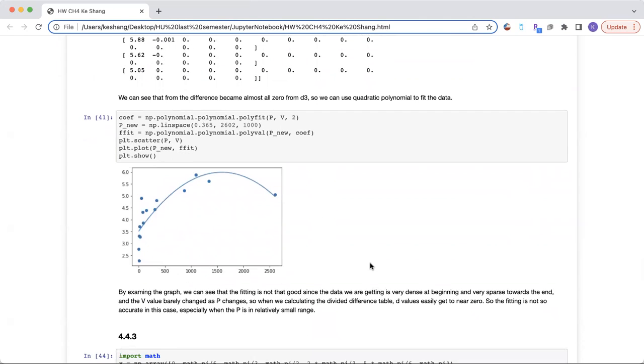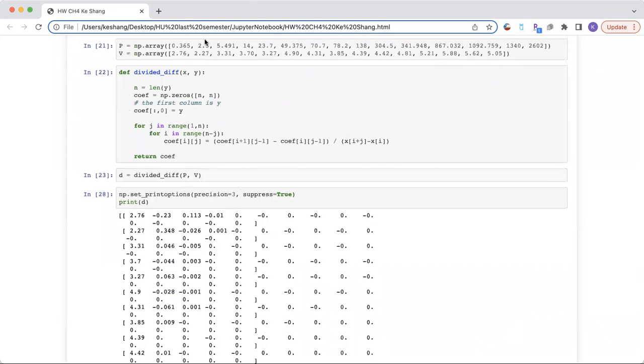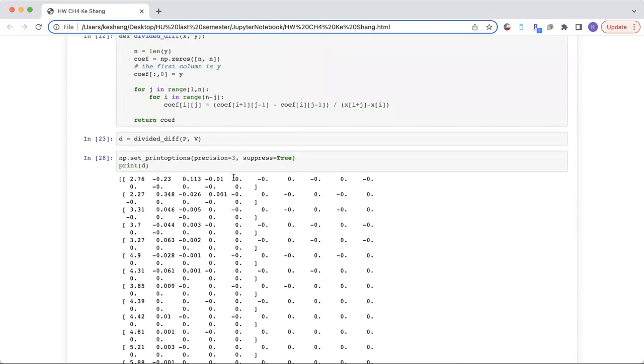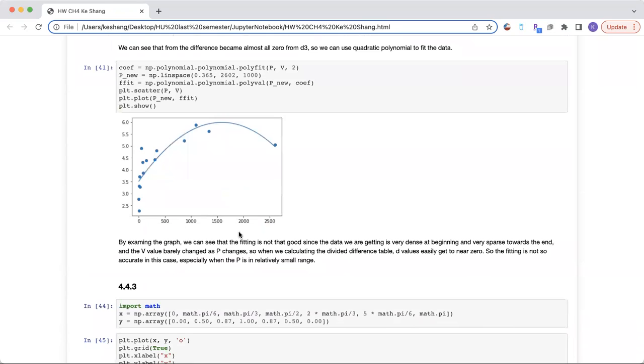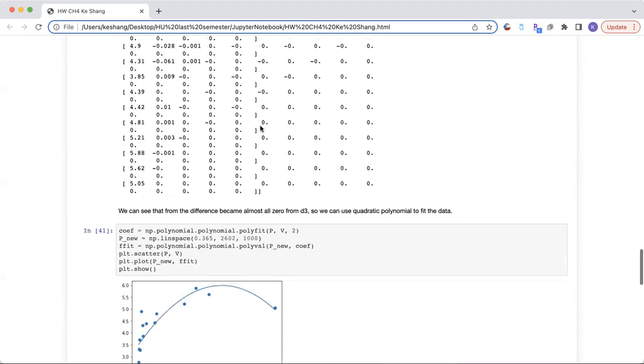When calculating the divided difference table, since the p values vary a lot and the v values vary only a little bit, the divided difference will easily get to zero. So this fitting is not that good, especially when the p value is in the relatively small range.